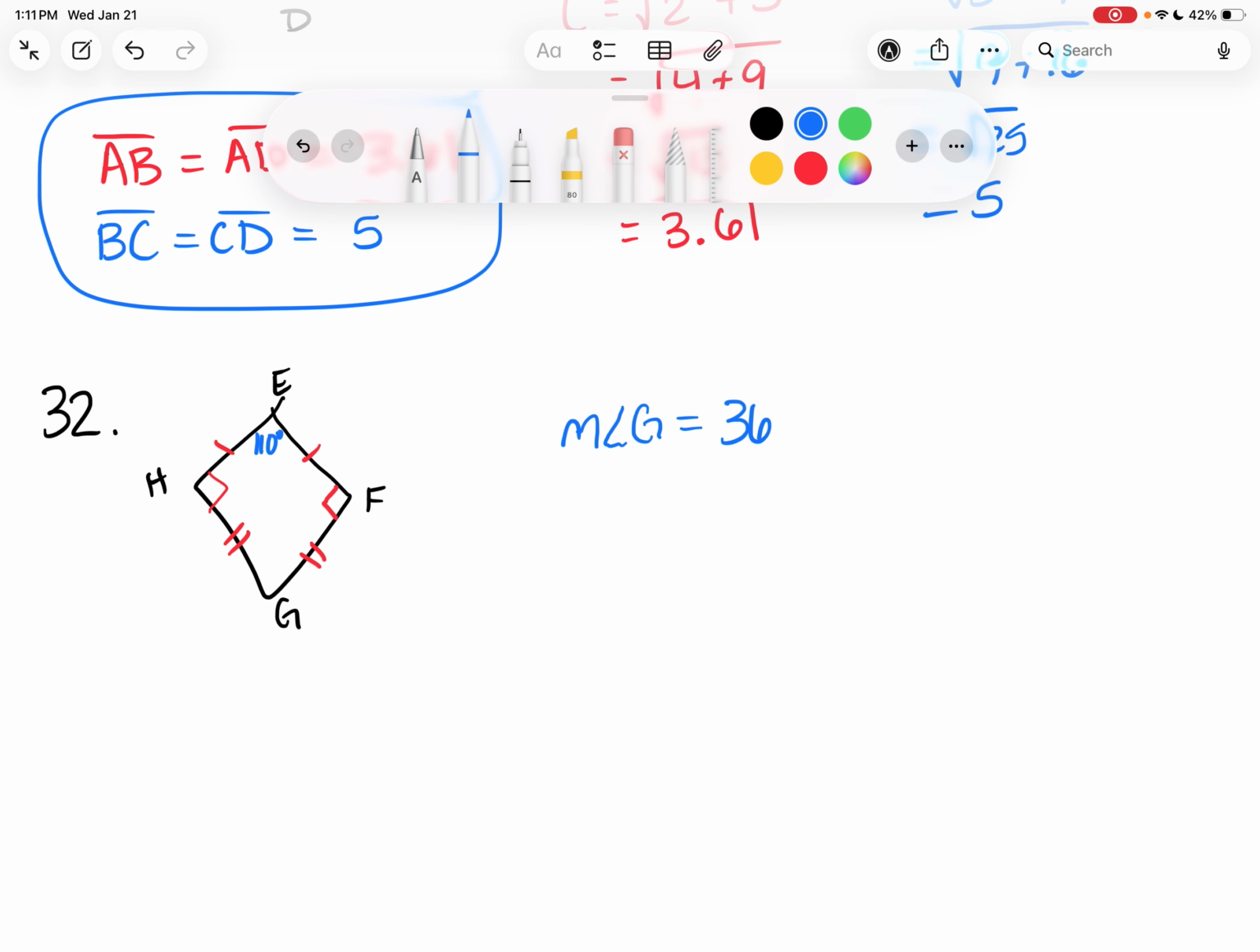Yep, so 360 minus 110 minus 90, not 99, minus 90. I think so. 180 minus 110, yeah. So that means the measure of angle G is 70 degrees. Questions on that one?